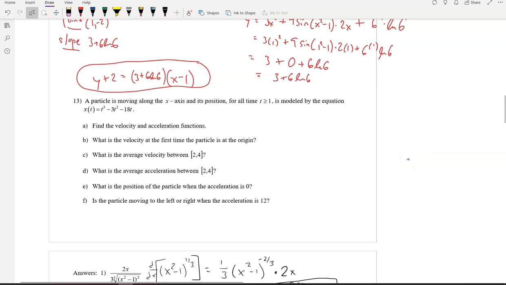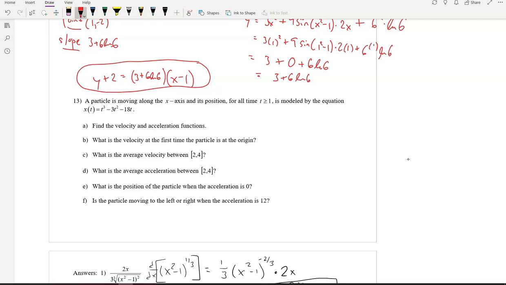Okay, so a particle is moving along the x-axis, and its position for all time t greater than or equal to 1, that's kind of strange, is modeled by the equation x of t. So again, we shouldn't be too surprised that we're talking about the position of a particle moving along the x-axis described as x of t. We're supposed to find the velocity and the acceleration functions.